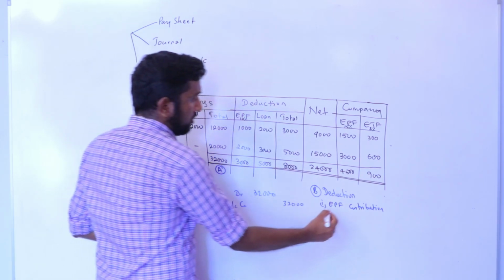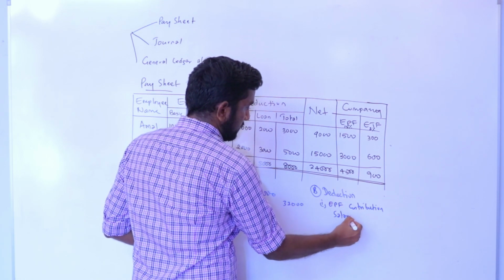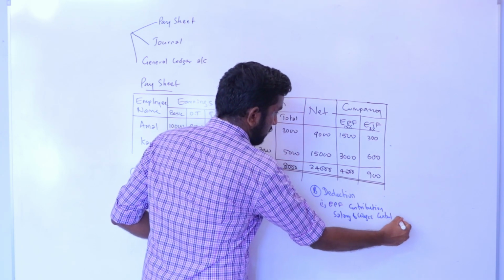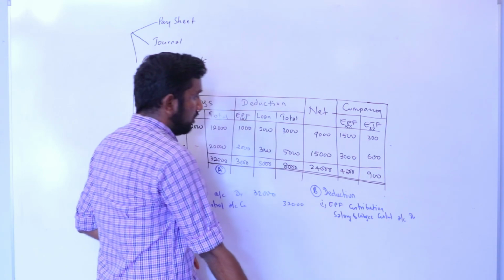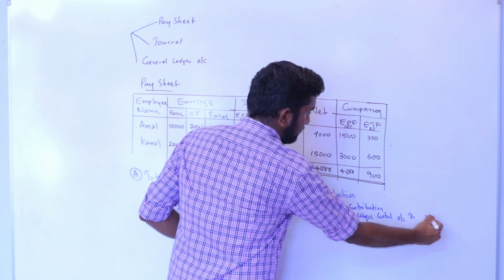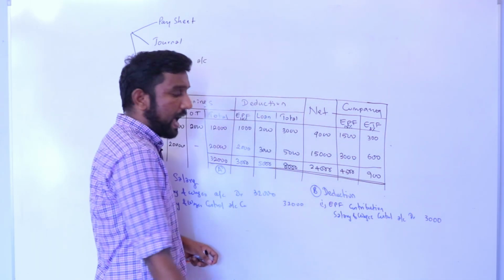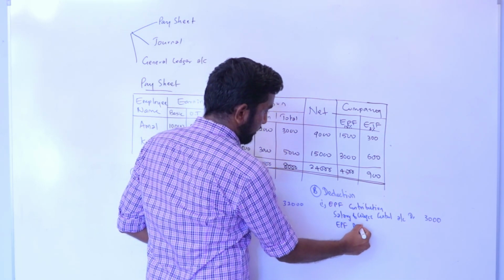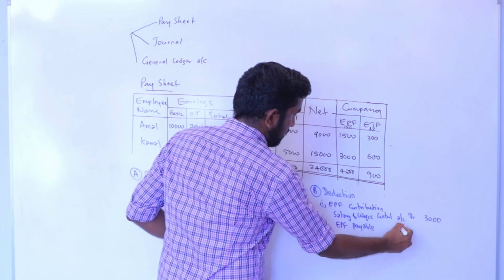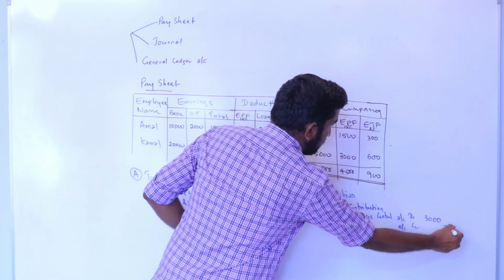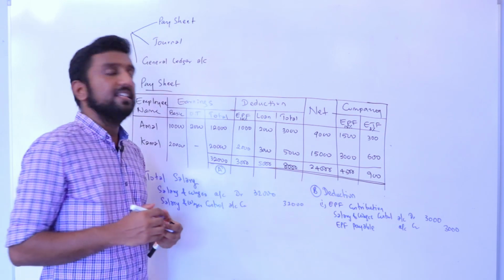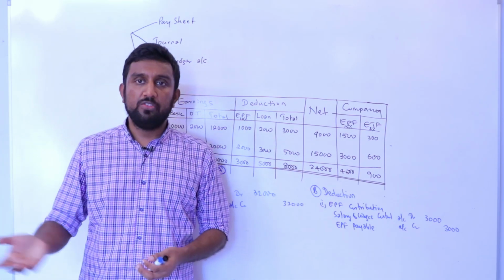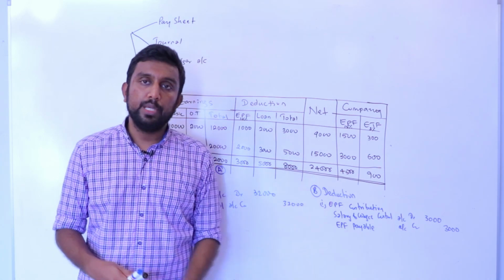Right? So salary and wages control account debit. How much? 3,000. And EPF payable account credit 3,000. So that is a contribution of the employee for the EPF, which is payable to the specific authority. So that it goes to the EPF payable account.